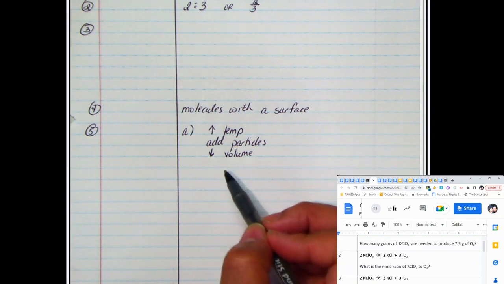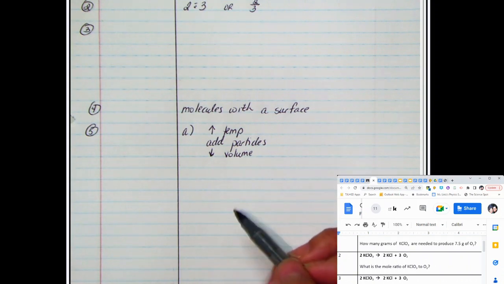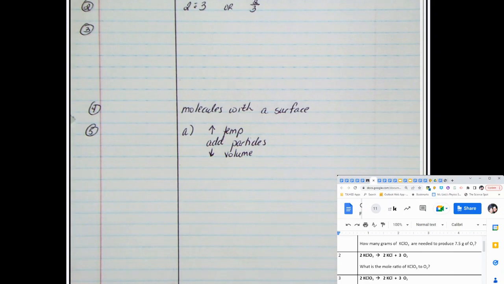Decrease the volume, you have a smaller space, so although you haven't increased the speed, you haven't increased the number, the fact is they are going to come up against that wall more often, all right? So that is going to also increase the number of collisions, and that increases pressure.